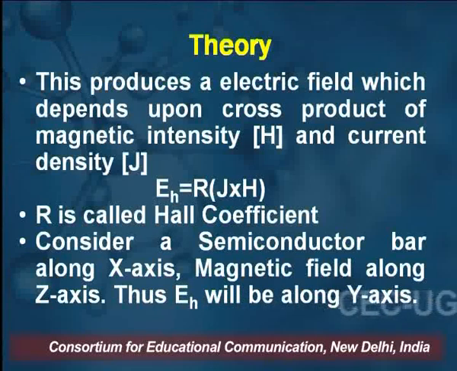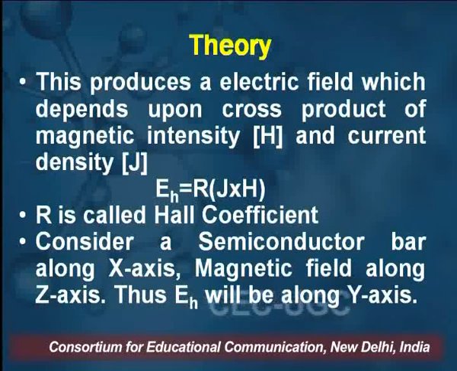As we put the current carrying conductor into the magnetic field, it develops the magnetic intensity and the current intensity. Then we define the electric field by this equation, where EH is equal to R J cross H, where J is the current density and H is the magnetic intensity, and R is known as the Hall coefficient, and we can find out the electric field.